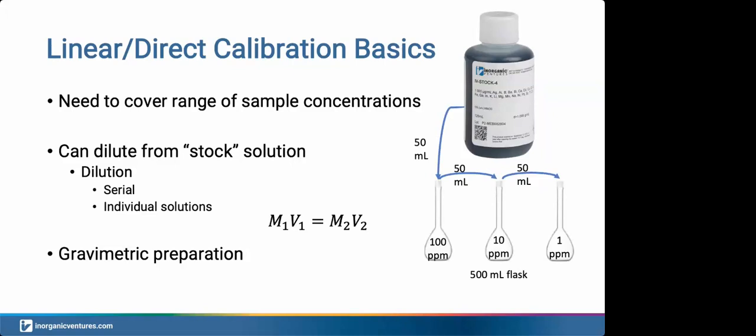For serial dilutions, the stock concentrate is used to prepare the first working standard. The formula M1V1 equals M2V2 is used to determine how much of the concentrate is needed to prepare a certain volume of a particular concentration. Then this standard is used to make the next standard, and so on.